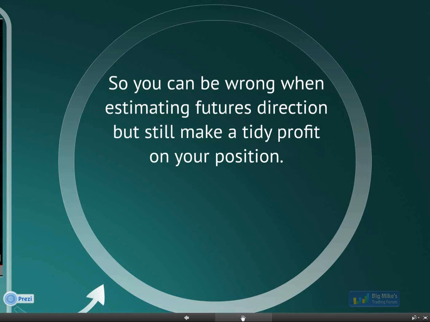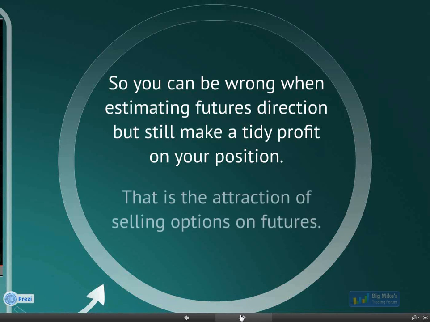So trying to pick the sweet spot of selling right before the time decay, but also with the futures going in the right direction, is something that takes years to learn, but it can be done, and you can profit pretty well from it if you time it just right. And that's the attraction of selling options on futures.